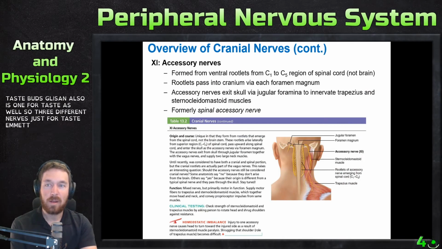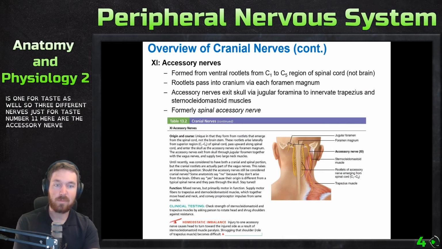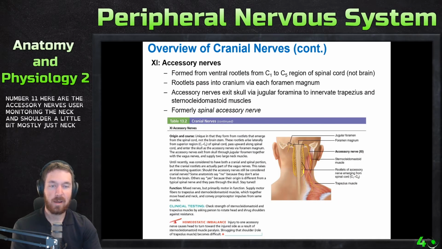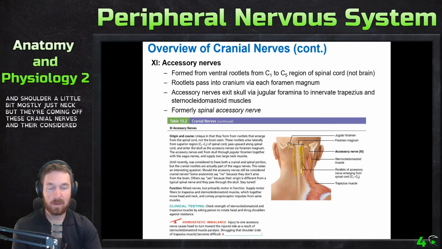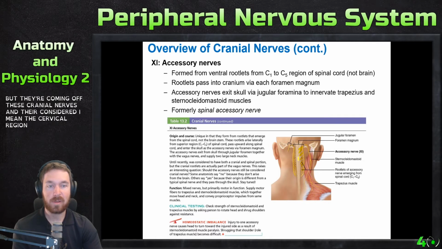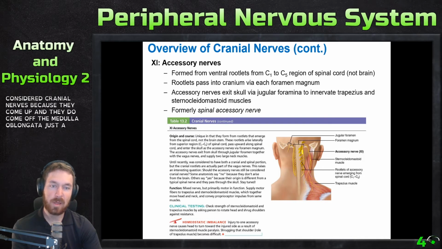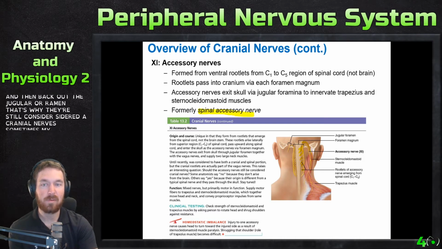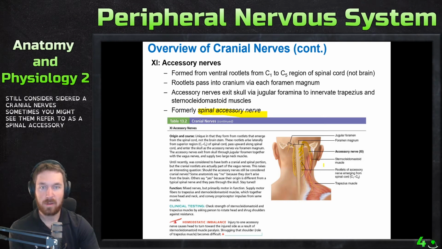And then number 11 here are the accessory nerves. These are monitoring the neck and the shoulder a little bit, mostly just neck, but they're coming off the cervical region here, but they're considered cranial nerves because they come up and they do come off the medulla oblongata just a little bit, and then they come back out. So they come up through the foramen magnum and then back out the jugular foramen. So that's why they're still considered a cranial nerve. Sometimes you might see them referred to as a spinal accessory nerve.